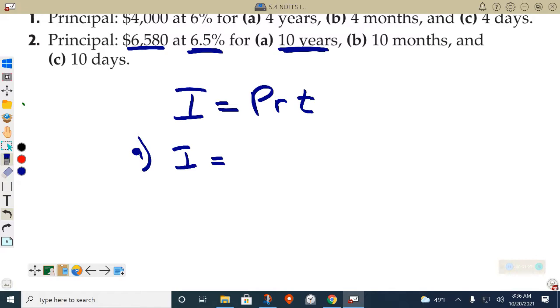Interest then. The principal is $6,580. Look, I'm putting it in parentheses because we're going to be multiplying.